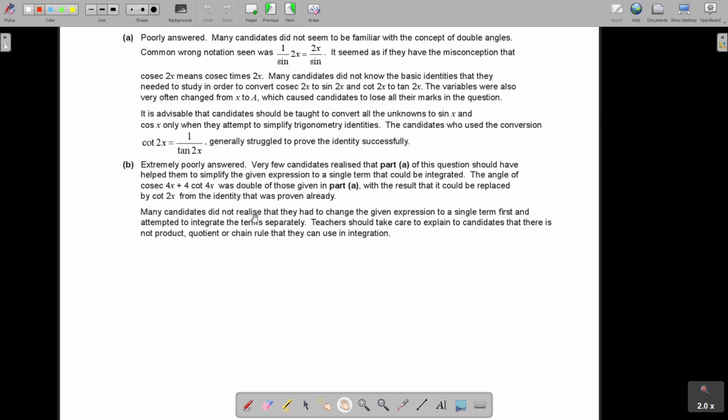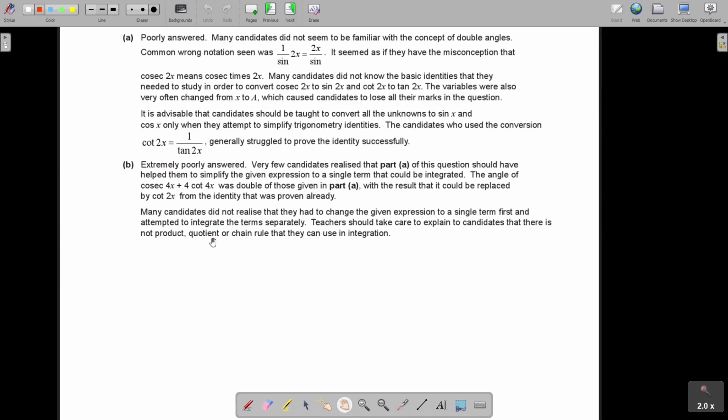Many candidates did not realize that they had to change the given expression to a single term first, and then attempt to integrate the terms separately. Teachers should take care to explain to candidates that there are no product, quotient, or chain rules that they can use in integration. That is all for differentiation.